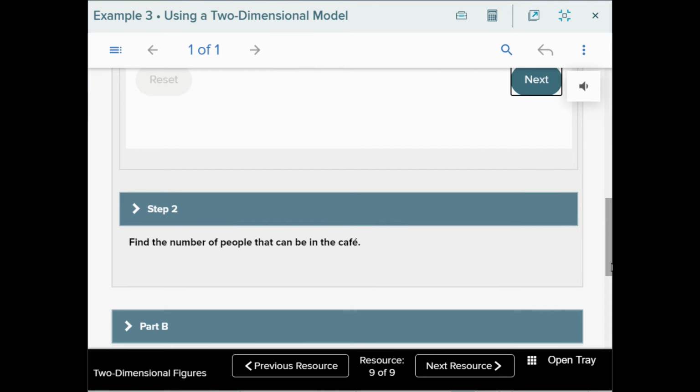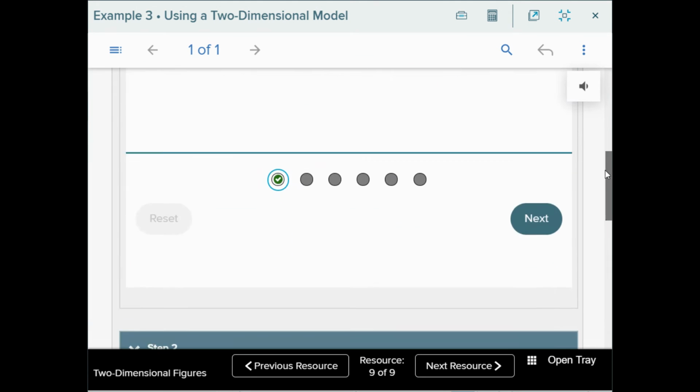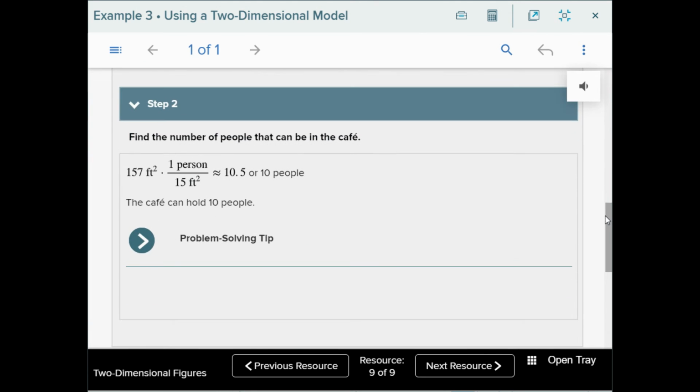Step 2, find the number of people that can be in the cafe. If we were to go through and do the areas, which would make this video too long, it looks like we have 157 square feet of available room. We multiply that by the amount of room that a person takes. This fraction is saying one person for every 15 square feet.